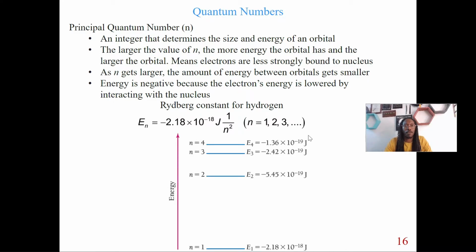The key thing about the principal quantum number is that energy is negative because our electron's energy is lowered by its interaction with the nucleus. As we increase our energy, our orbitals become closer together. Once we get to N3, N4, we can see the gap between these has significantly gotten smaller compared to when we look at 1 and 2. So the principal quantum number tells you the size and energy of your orbital.